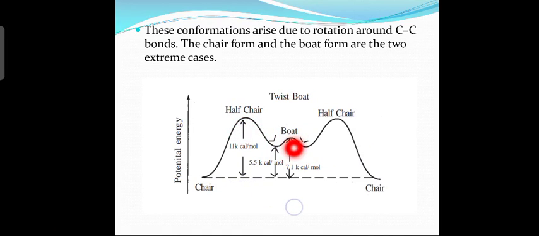Then the boat form has a little less potential energy than the half chair, so it is a little bit more stable than the half chair. This is the boat form, this is the half chair, and this is the chair form. The energy from the chair form to the half chair is 11 kilocalories per mole, then the boat form is 7.1 kilocalories. What about the twist boat? This is the twist boat, this and this. It is 5.5 kilocalories per mole.